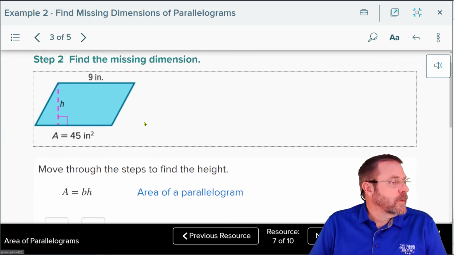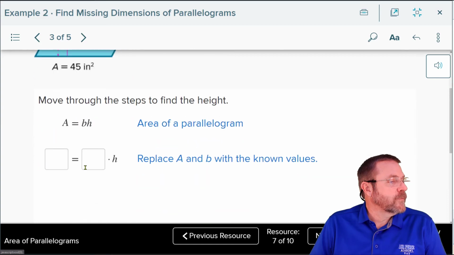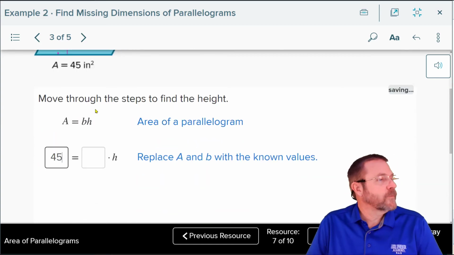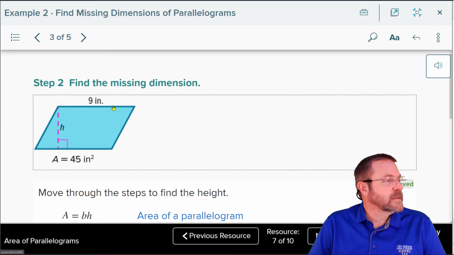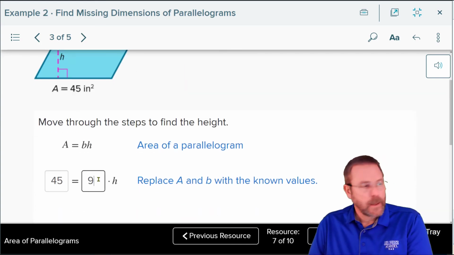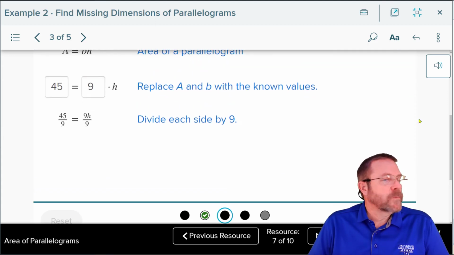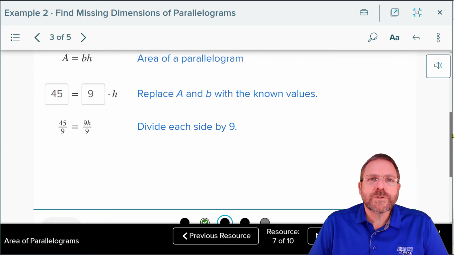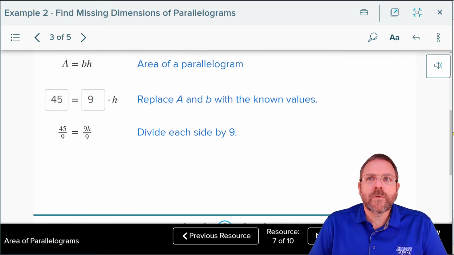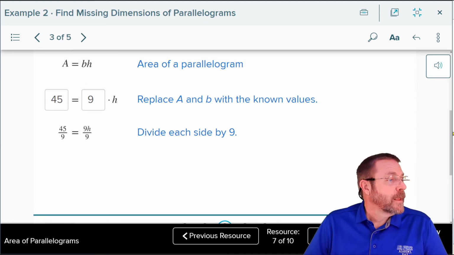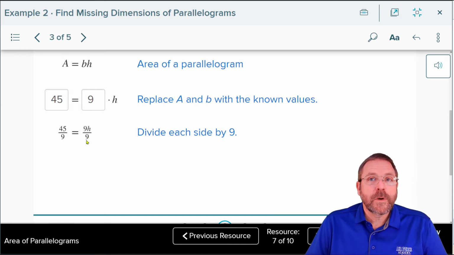So we're going to say that the area is going to be 45 inches squared, type in a 45, and the base, that's this distance here, also known as that distance there, is going to be 9. So we're going to plug that in and check it. That checks. And from there, we're just going to isolate the variable, just like we did when we were working with our one-step equations. That means that where we had times 9 right here, we're going to isolate the variable h by dividing 9 on both sides of the equal sign.